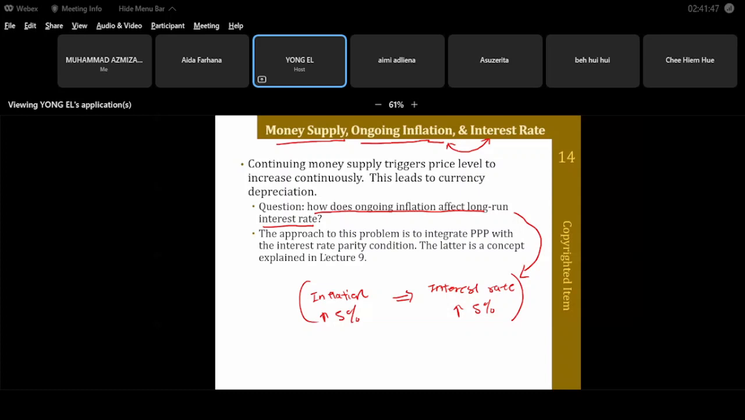Okay. So here we need to look at the interest rate parity condition. This is something we have looked at in the previous lecture, if we still remember, meaning that the interest rate return in Malaysia and US are the same given an exchange rate. That is the interest rate parity condition. To understand how money supply will lead to ongoing inflation and how interest rate need to be adjusted, then we will need to integrate the concept of interest rate parity condition with PPP. Okay, we bring together these two concepts, PPP and interest rate parity.